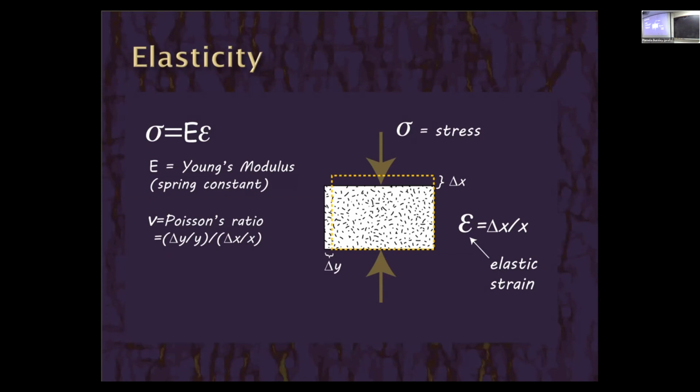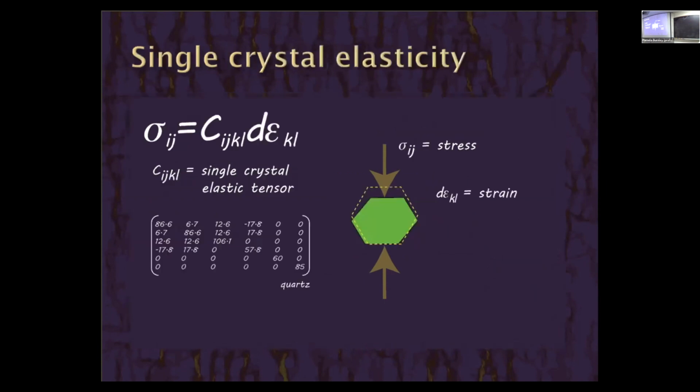But in reality, when we think about our rock, if we don't think about it as a black box full of just black box stuff, it's full of crystals. Crystals have crystal lattices, they have different symmetry. And so this introduces a lot of complexity. So here is the way we describe the elasticity of single crystals.